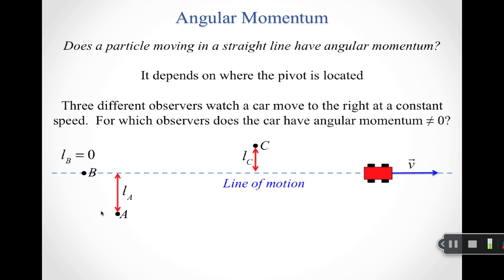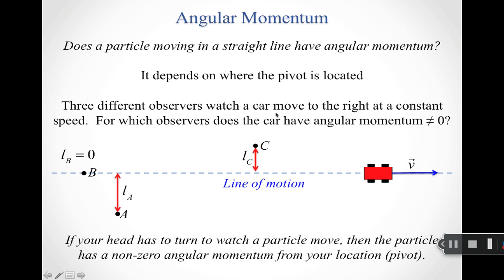And the thing that's interesting is if you think about the observer at B, the observer at B can watch the car without having to turn his head to watch it. For an observer at A, they've got to turn their head to watch the car. For an observer at C, they've got to turn their head to watch the car. So one of the things that this is indicating is that if your head has to turn to watch a particle move, then you're going to measure that particle as having a non-zero angular momentum from your location.